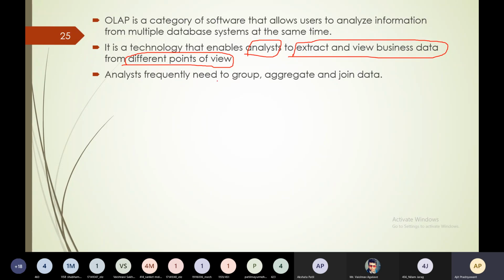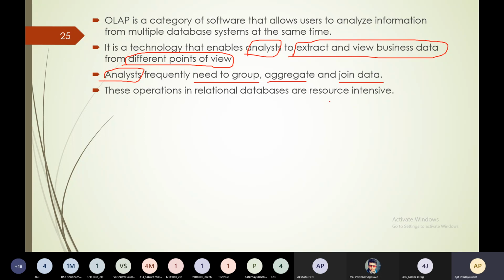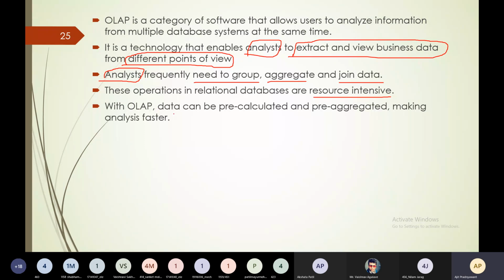Analysts frequently need to group, aggregate and join data. So the data analyst requires group, aggregate and join operations. These operations in relational databases are resource intensive. With OLAP, data can be pre-calculated and pre-aggregated, making analysis faster. So in OLAP, the data is pre-calculated as well as pre-aggregated, so that faster analysis is easy.